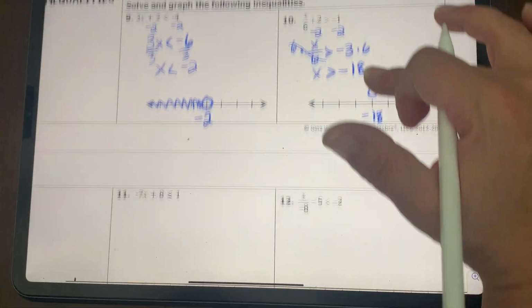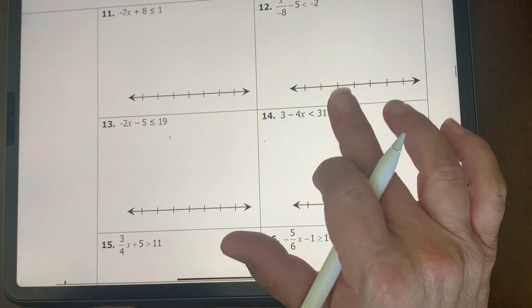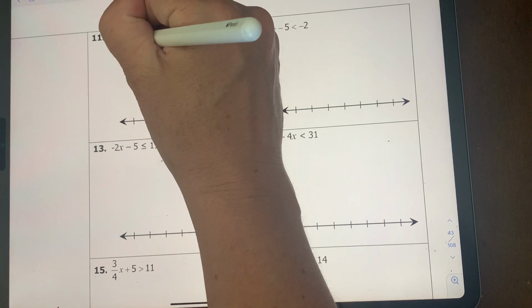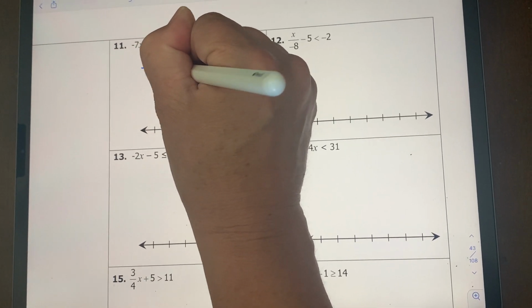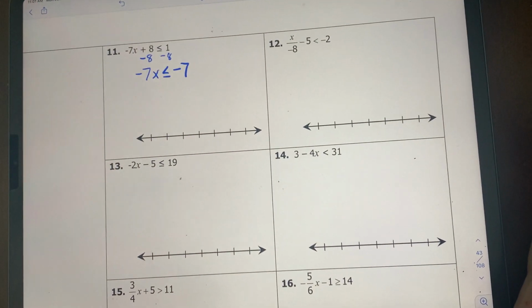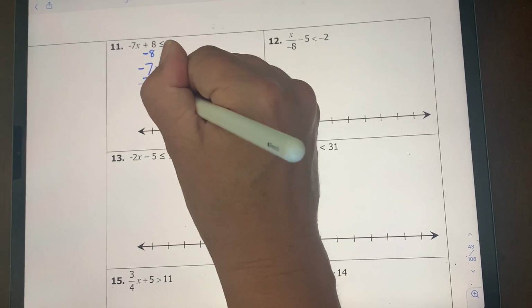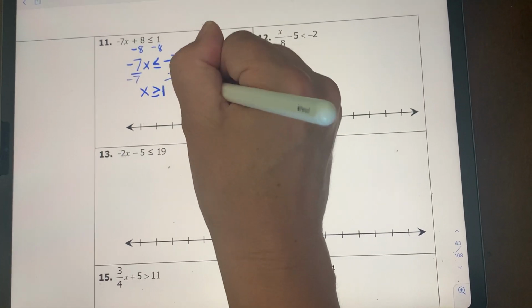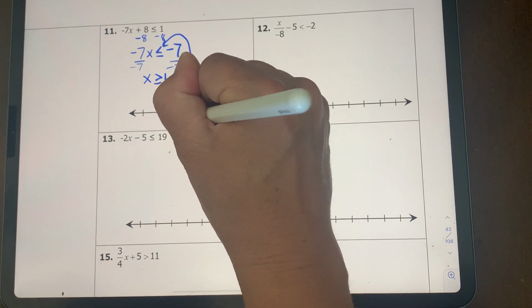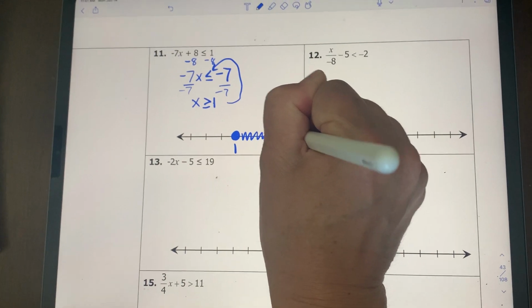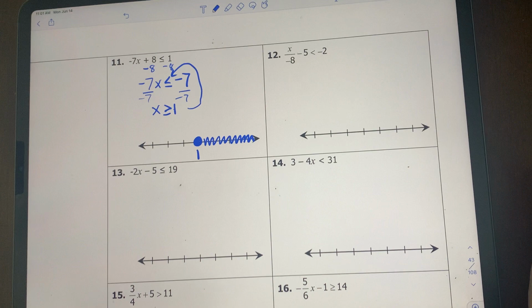Okay, I want to do just a few more on this back page. I really want to do number 11 and number 13 to make sure we're good. So on number 11, I would subtract 8 from both sides. So I get -7x is less than or equal to -7. So now I'm going to divide both sides by a negative. So when you divide by a negative, you have to flip the inequality sign. So it's actually going to be greater than or equal to 1. So it flips the inequality when you divide or multiply by a negative number.